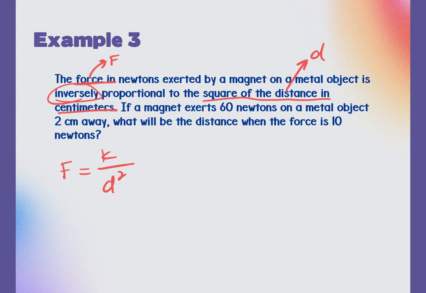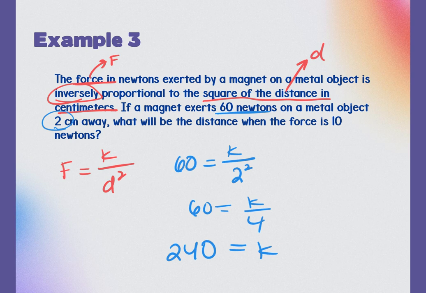Then it says if a magnet exerts 60 newtons, this is force, so 60 goes in place of the F, on a metal object that's 2 centimeters away. The k is our unknown. This goes over the distance, which is what? What's the distance in this scenario? It says 2 centimeters away, right? So 2 is your distance. So I get 60 equals k over 4, and k would equal 240.